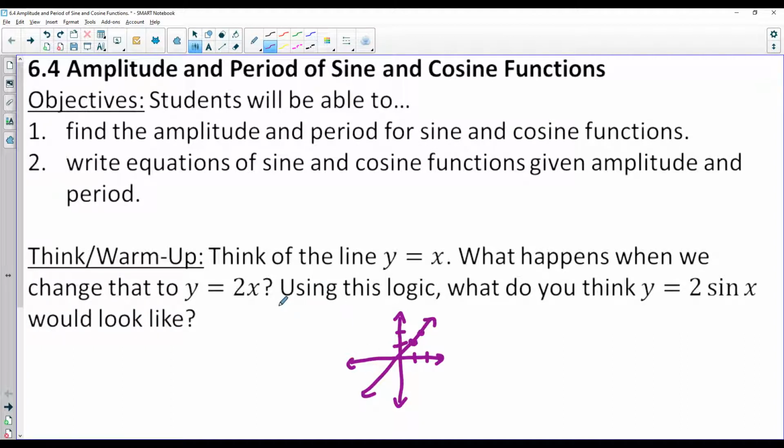And when we have 2x, really, don't we just bump it up? So now, instead of at (1, 1), we're at (1, 2). Our line just is steeper now. But it kind of makes sense that we'd be at (1, 2). We say take whatever we originally had for y and just multiply it by 2, and we moved it up. So using this logic, what do you think y equals 2 times the sine of x would look like? I'll let you think about that while we talk about this.